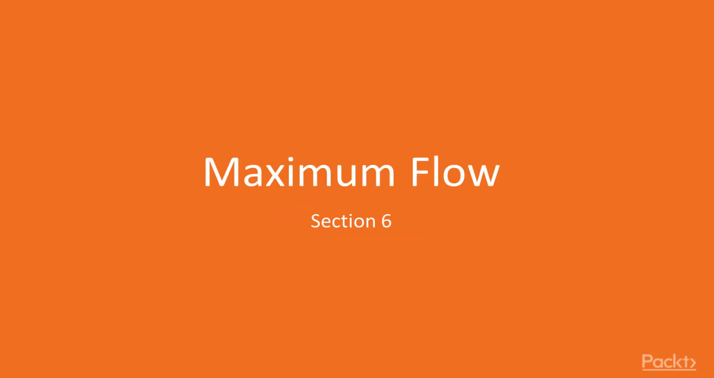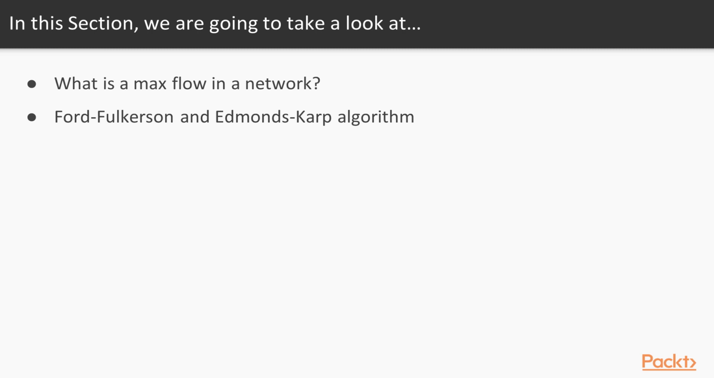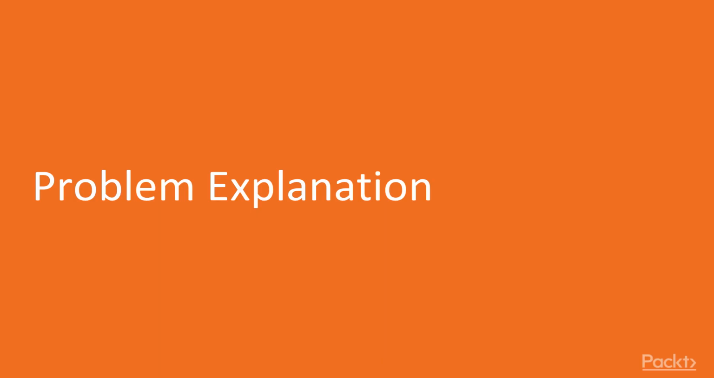Hello and welcome. This section is about finding the maximum flow in a flow network. We will first look at what it means when we refer to a flow network and what maximum flow means. Then we'll walk through the two algorithms which work out this maximum flow in a network. So let's first get started with this video and describe the problem.